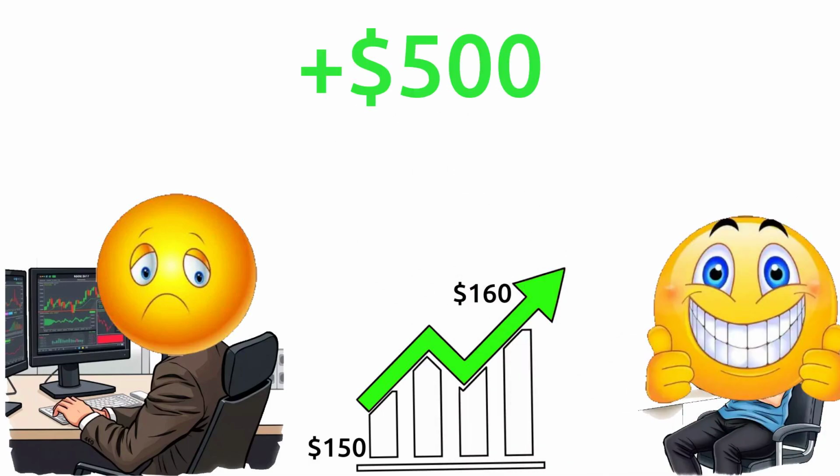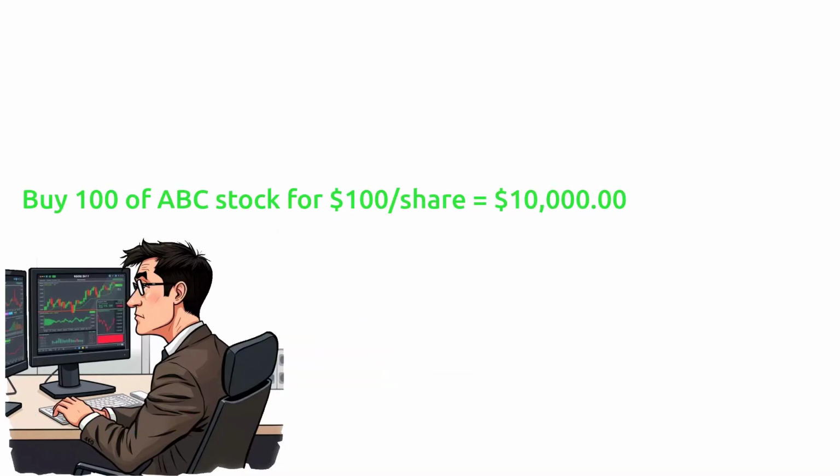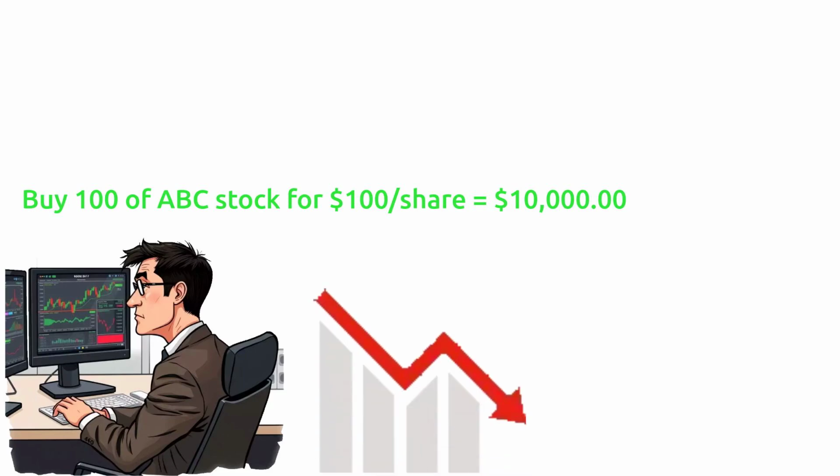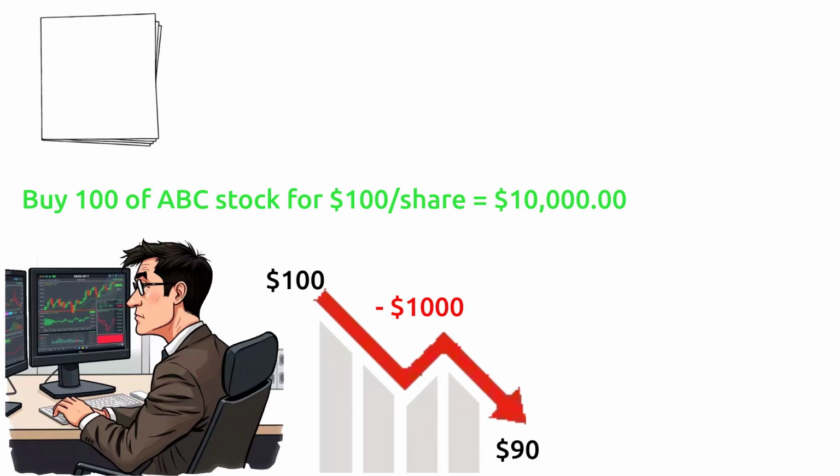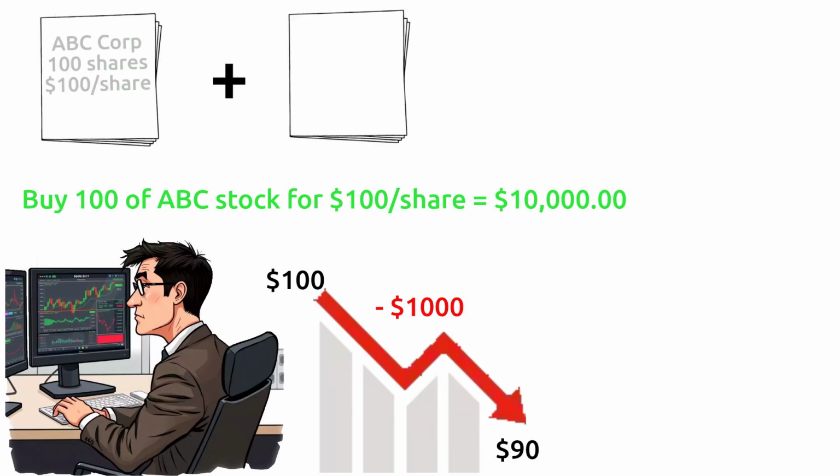Let's look at another scenario. Scenario number 2. Instead of the stock price going up, it goes down. The stock price moves from $100 to $90. The stock is now $10 cheaper than what you originally paid. Multiply the $10 per share loss by 100 shares, and that brings your total loss to -$1,000.